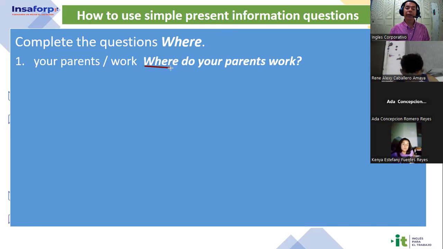So where, auxiliary do, where do your parents, because it's plural, parents, mother and father, and the verb work. So we have four elements. Where do your parents work? Is information question word, what, where, when, who, auxiliary do, does, subject, and verb, right? That's it.